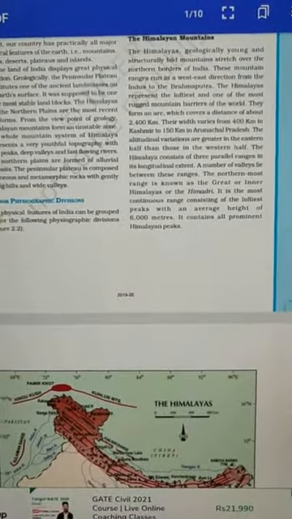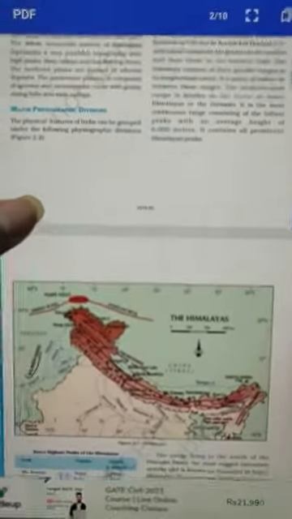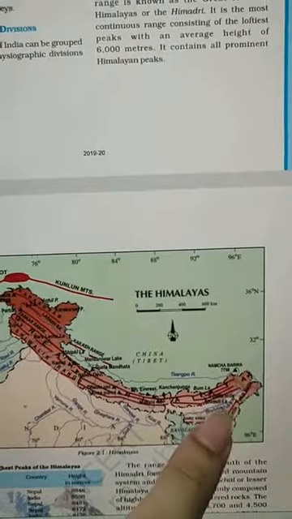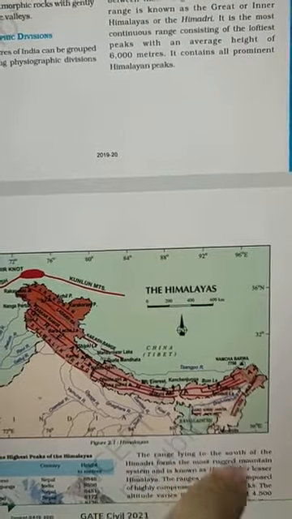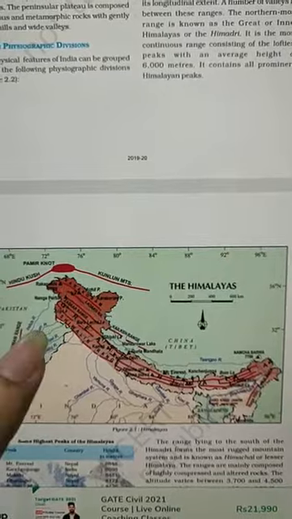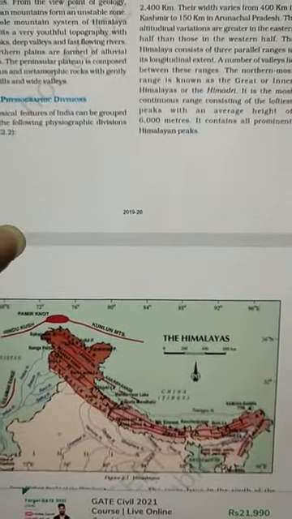These mountain ranges run in a west to east direction from the Indus to the Brahmaputra. Now here can you see the Indus river in the west and Brahmaputra over here in the east. So the Himalayan ranges run from the west to the east till Brahmaputra.